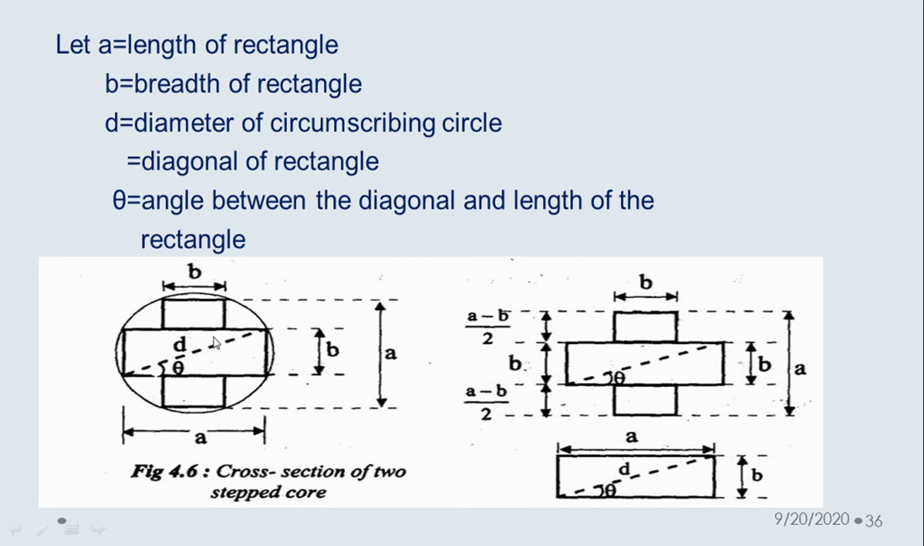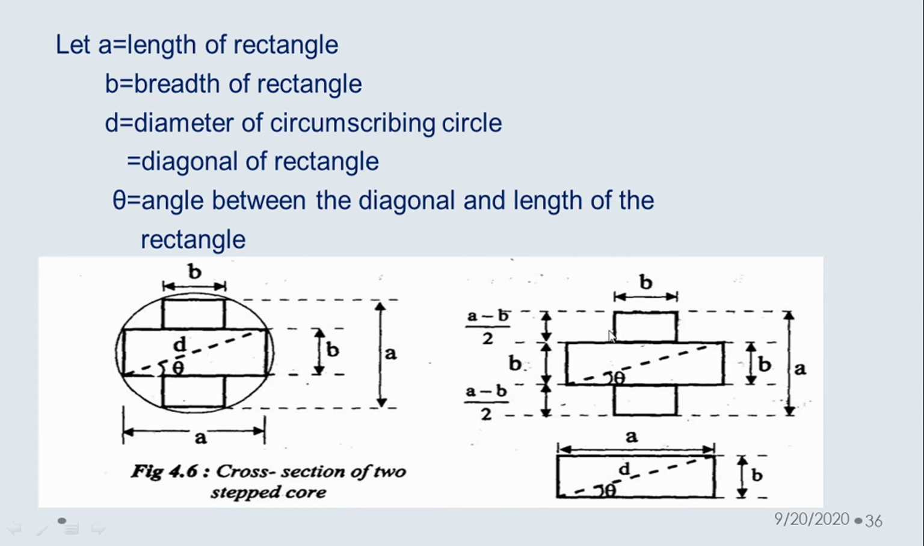D is the diameter of the circumscribing circle, which is equal to the diagonal of the rectangle. Now theta is the angle made between the diagonal and the length of the rectangle. So this theta is the angle between the length, that is A, and the diagonal D.